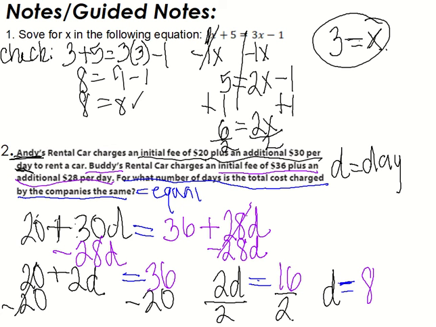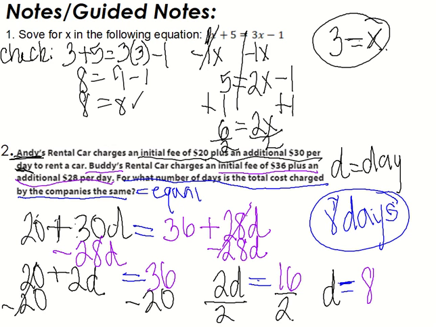So for what number of days is the total cost charged by the companies the same? The answer is 8 days. There we go.